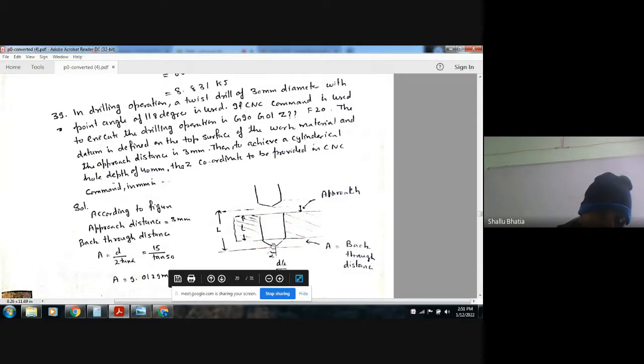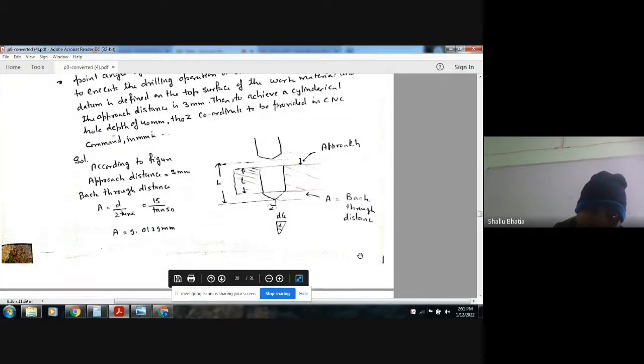Okay, this distance, because to complete the hole, this inclined portion should come out. So the distance travelled will be this, plus this length of workpiece, plus this. This A is called the back throw distance, this is the diameter, and this is angle alpha, which is half of the angle of the drill. So this is 2 alpha, this is alpha, and alpha will be 59 because 2 alpha is 118.